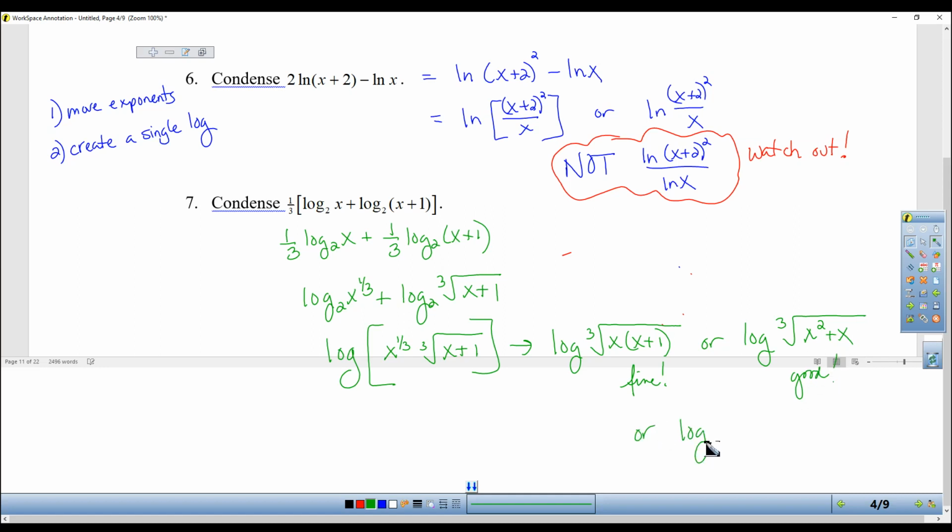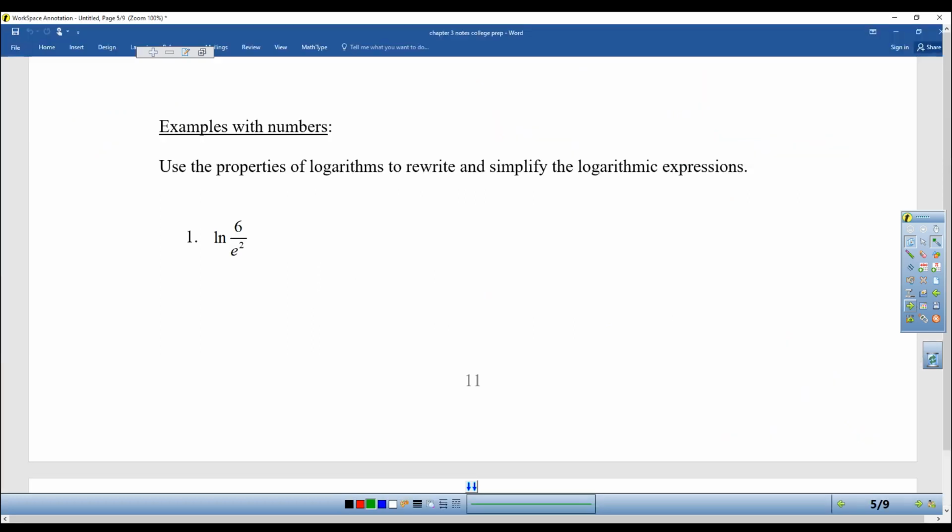Or you really might like fractional exponents. X squared plus x to the 1/3. Also fine, okay? So you definitely have some choices. When you have numbers, sometimes people feel that they're just a little bit trickier, but just treat them the same.